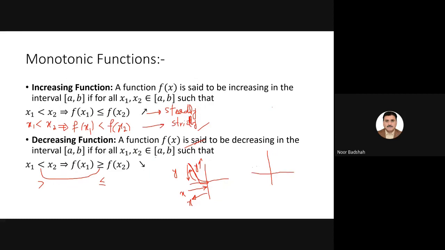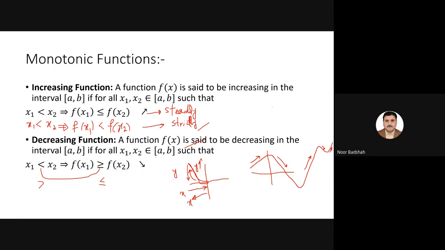We may have a function like that. This function is increasing up to this point, then it starts decreasing here, decreasing, decreasing, and so on. And then it starts increasing, and so on. Then decreasing, then increasing, and so on. When the graph is going upward from geometry, it will be increasing, and when the graph is going downward, it will be decreasing. So this function is increasing here, it is decreasing here, again increasing here, then decreasing, and then increasing.